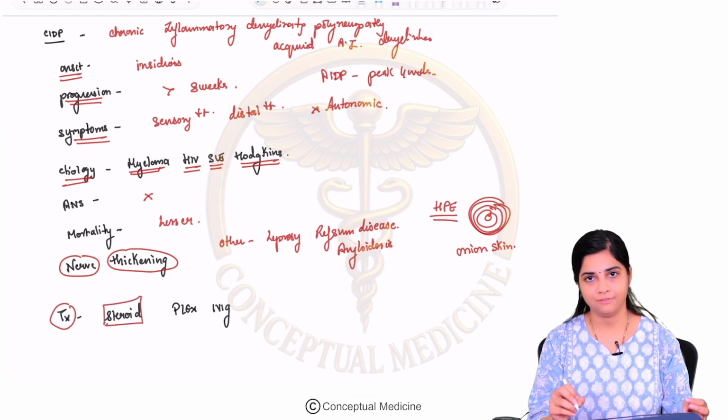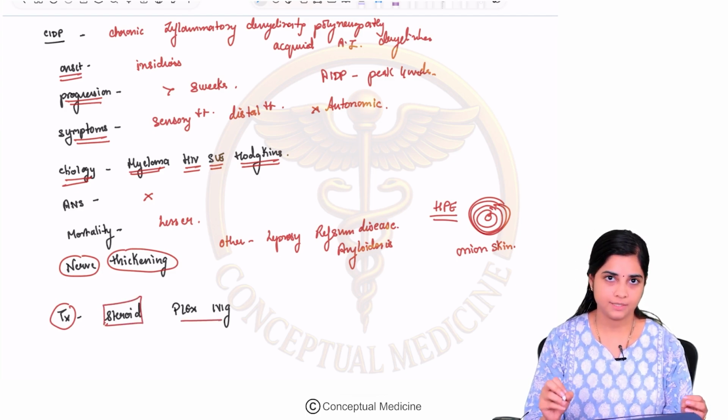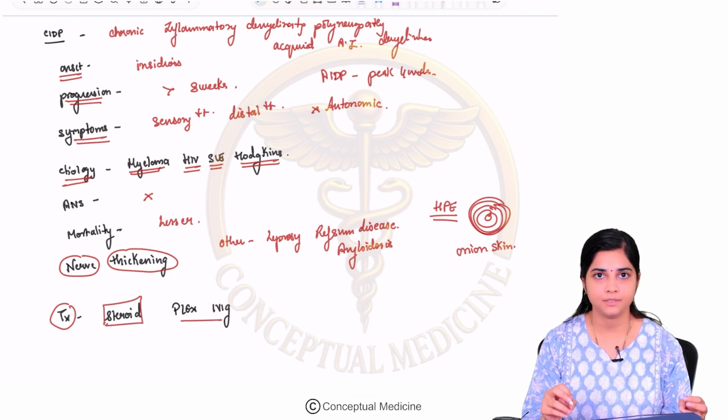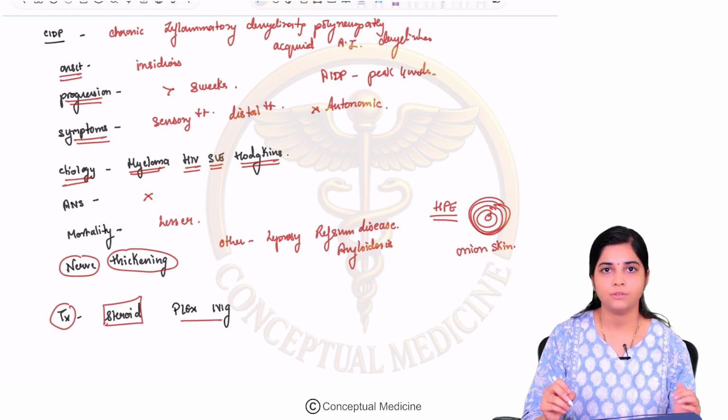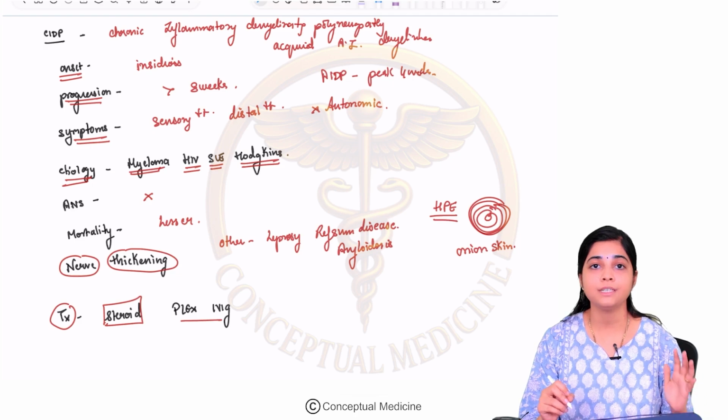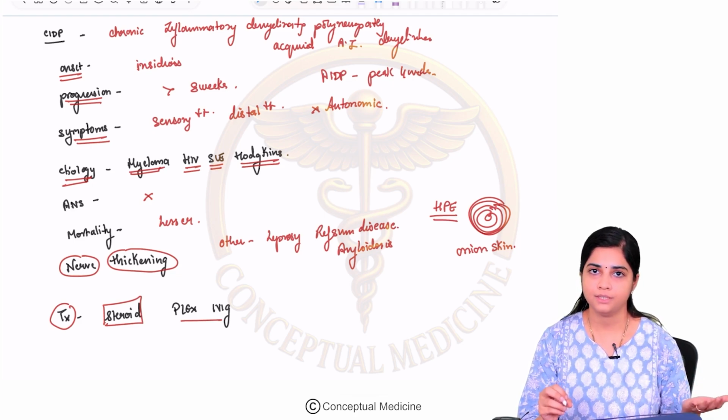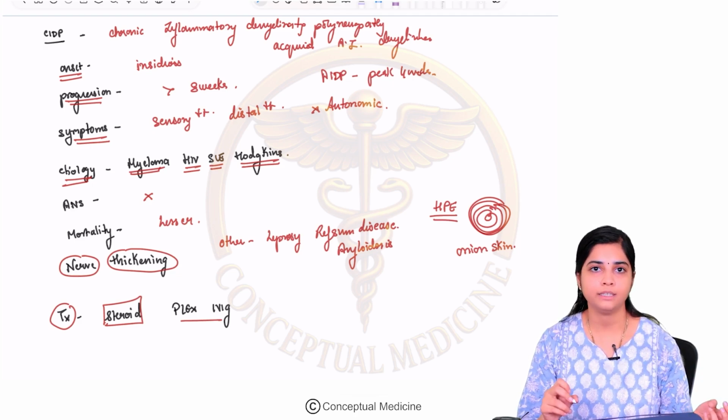Here steroids have a role. Apart from this, plasmapheresis and IVIG can also be administered. Okay, so this is about CIDP. So with this, we've come to the end of our chapter on demyelinating neuropathies, your GB syndrome and CIDP. Thank you.